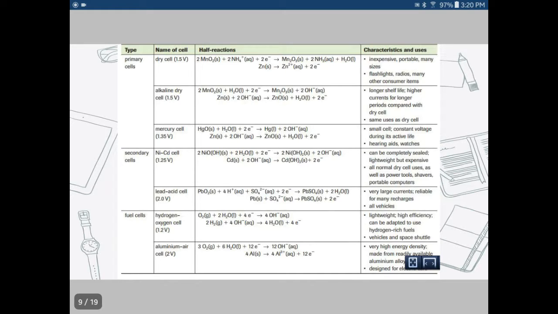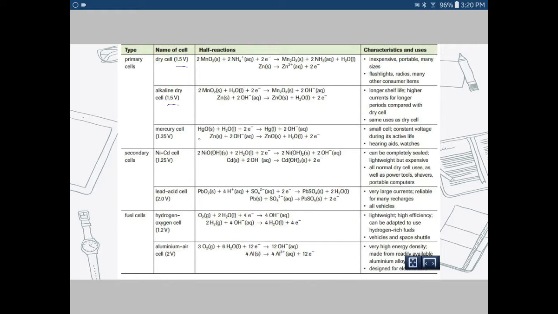So essentially we have 3 main categories of cells that we can talk about here. The first is primary cells, and in my chart here I have 3 general examples that we can talk about. We can initially talk about the dry cell. The dry cell is inexpensive, it's portable, and we use them in flashlights, radios, and other consumer items. We can also talk about the alkaline dry cell. The alkaline dry cell has a longer shelf life, and it has similar uses as the dry cell, but it definitely lasts a longer period of time. You'll notice the voltage between the two of them is identical.